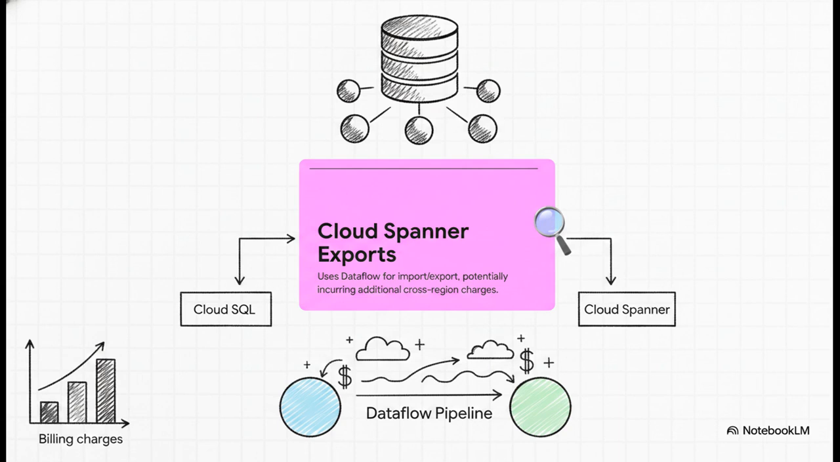Now, if we switch gears to Cloud Spanner, you really need to watch out for hidden costs. Spanner relies on the Dataflow service to move its data around during exports. This is a big deal because it means you are literally going to see extra Dataflow charges show up on your bill, especially if you're moving data across regions. Keep an eye on that.